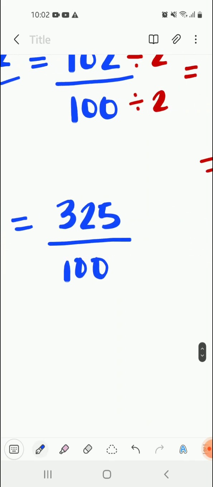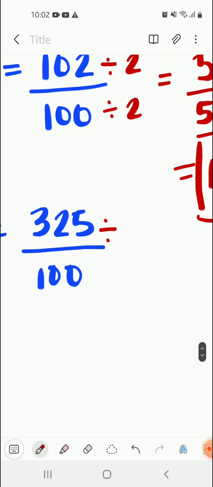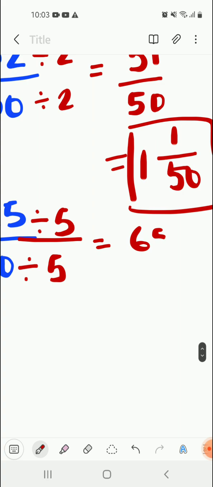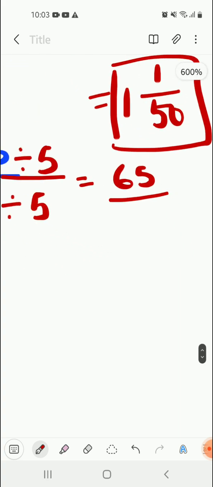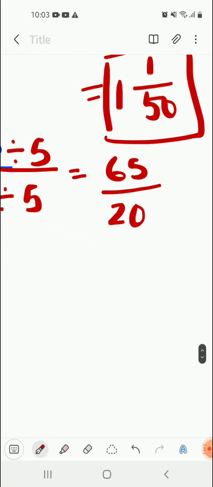Divide both by 5. How do you understand with which number you should divide? You have to apply the rules of divisibility. Since this ends with 5 and this ends with 0, it's possible to divide both the numbers with 5. Remember, we need to divide both numerator and denominator with the same number at the same time. Now 325, if we divide it by 5, we get 65, and 100 divided by 5, we get 20.